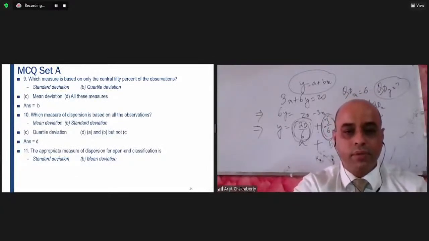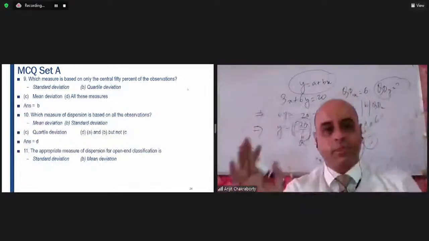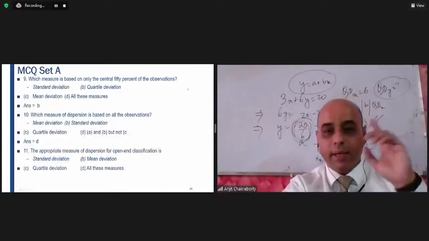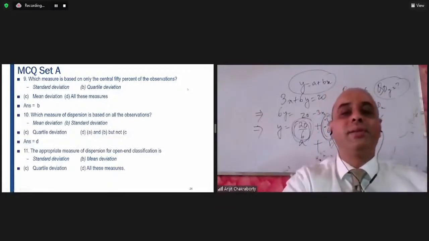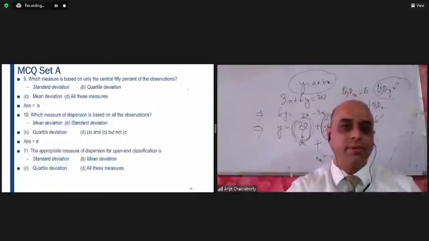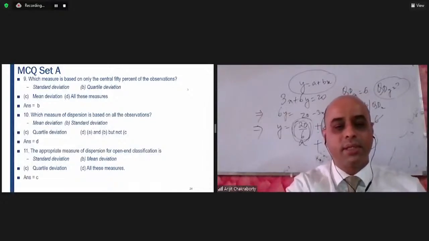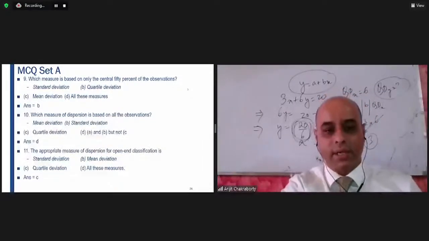The appropriate measure of dispersion for open-ended classification. Open-ended classification means ideally that classification where there is no upper limit. So it's open-ended, 60 and above, say for example. In such a case, only quartile deviation will help us. So in this case, option number C is the right answer.